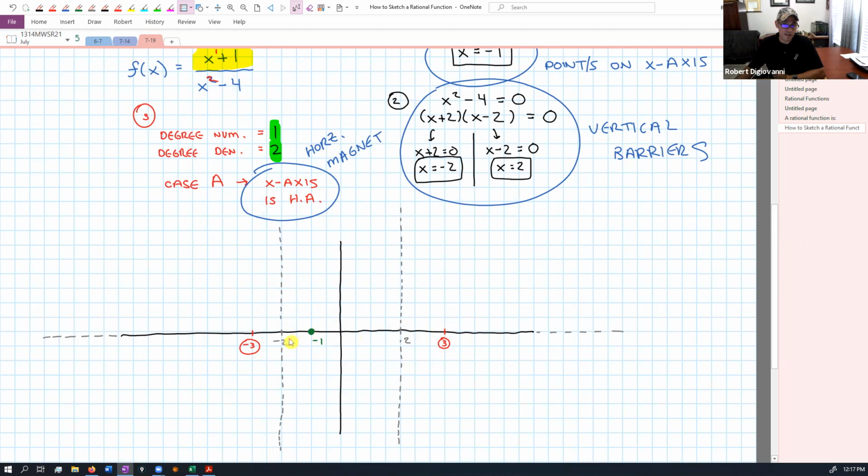And then in here, I actually need 2 test points. I need something to the left in between these two, like -1.5. And I need something between this dot and this vertical barrier, so I'm going to pick 0. So notice that I picked a test point on every side of the dotted line. And in between this point and the dotted lines, I have at least 1 test point.